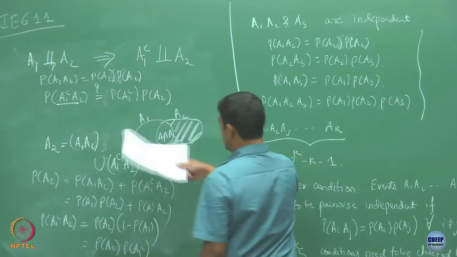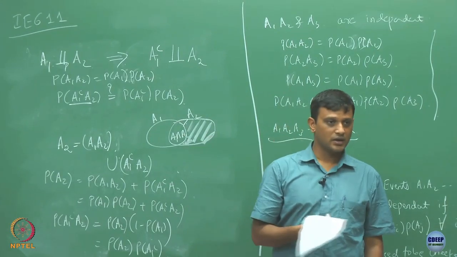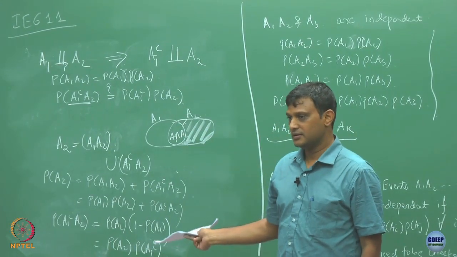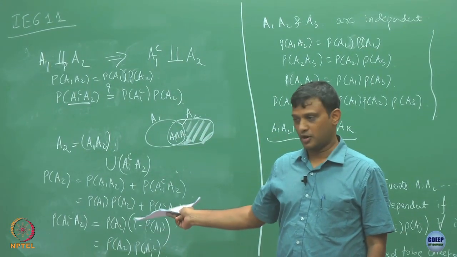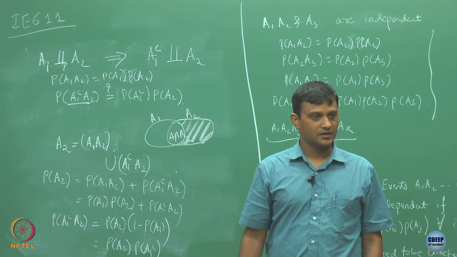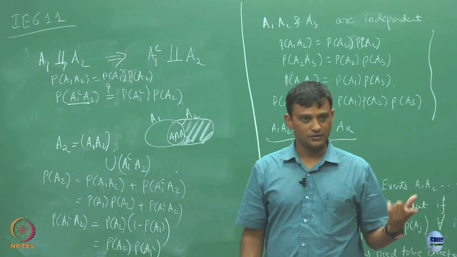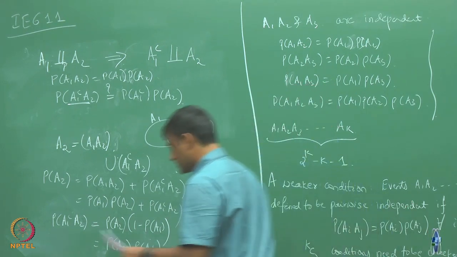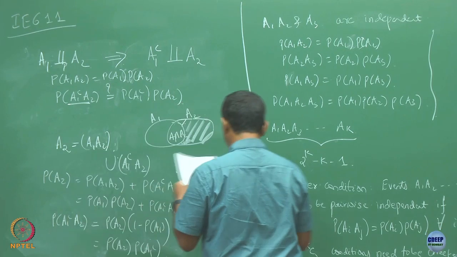So you can see that if A1 and A2 are independent, you can simply derive many such properties. In this case, I have derived one simple property, that A1 complement and A2 are also independent. So you can keep on extending this analogy.